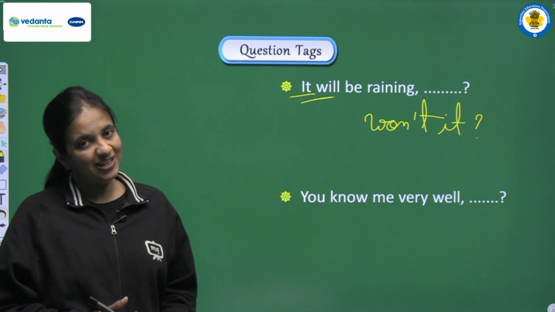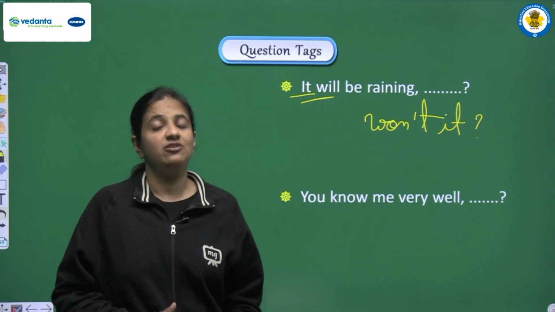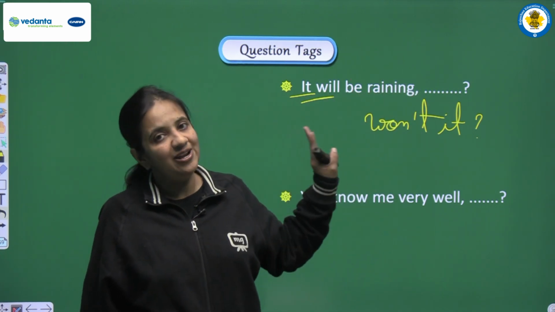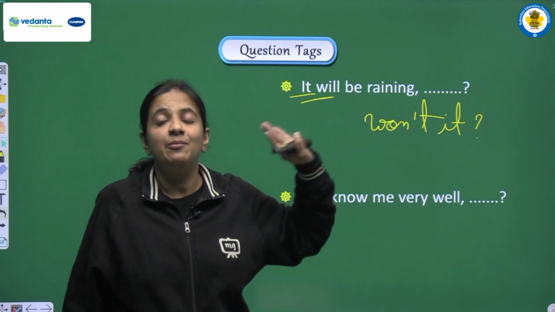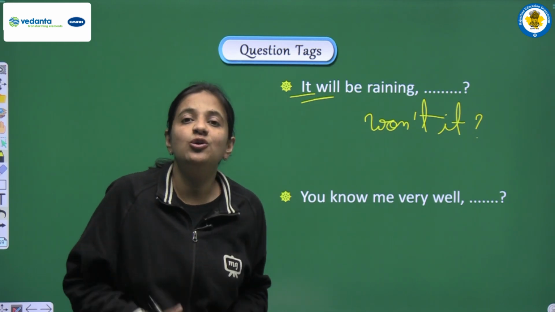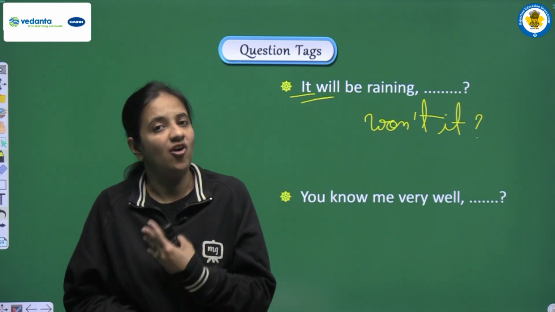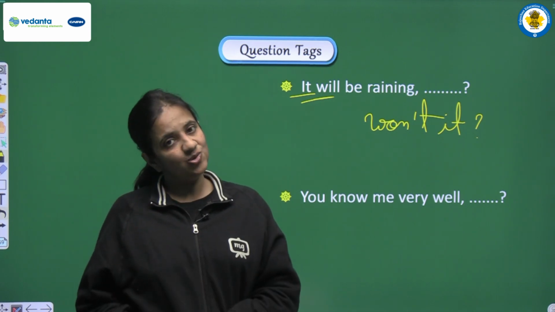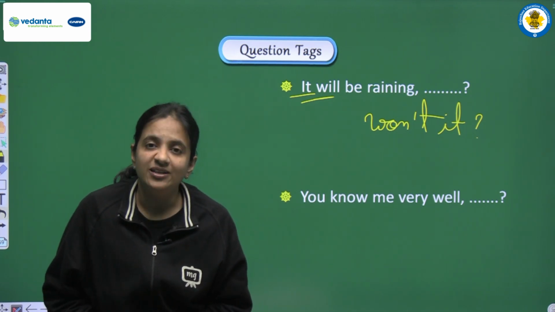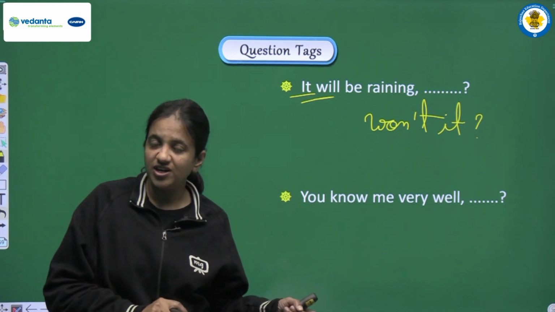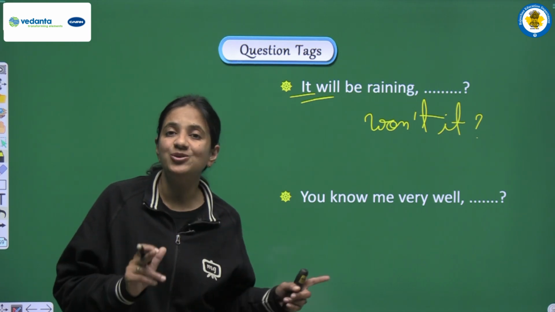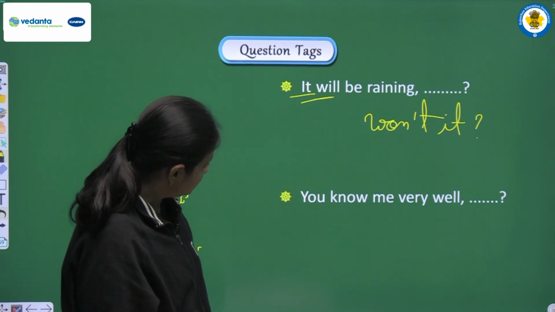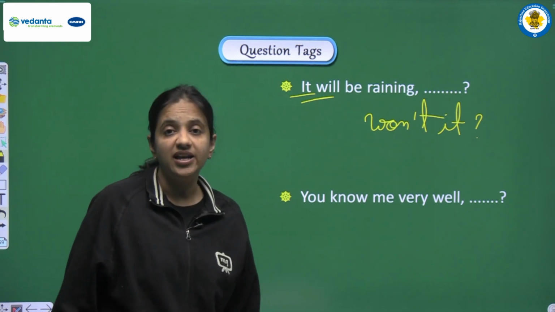Okay, so actually question tag is a very easy topic. We have to write only two words. We have to write the auxiliary only, and we have to write the pronoun only. But yes, we have to follow some rules while writing the appropriate auxiliary and the appropriate pronoun. And yes, you have to be careful whether we have to make a positive question tag or a negative question tag. Alright. Next sentence is: you know me very well.